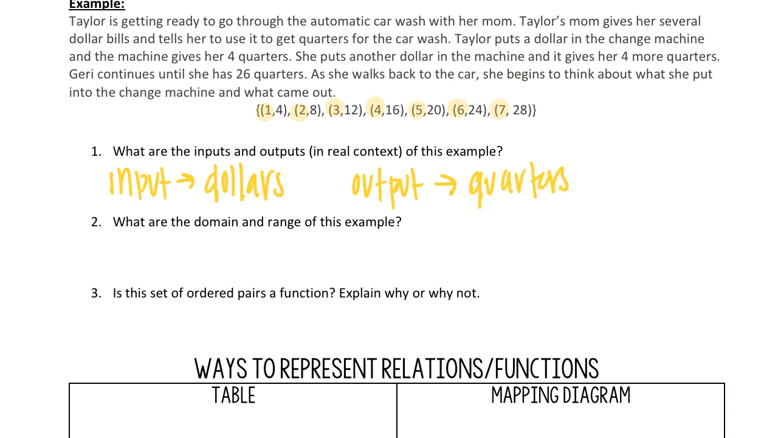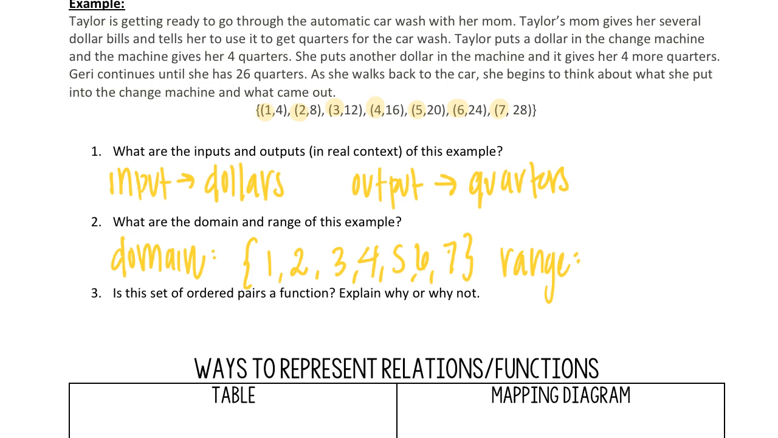If we're trying to find the domain, we're just listing off the possible x values. So she put in $1. She could put in 2, 3, 4, 5, 6, 7. That's what she went up to. That's our domain, the number of dollars that she put in. The range is the output, the number of quarters that come out.